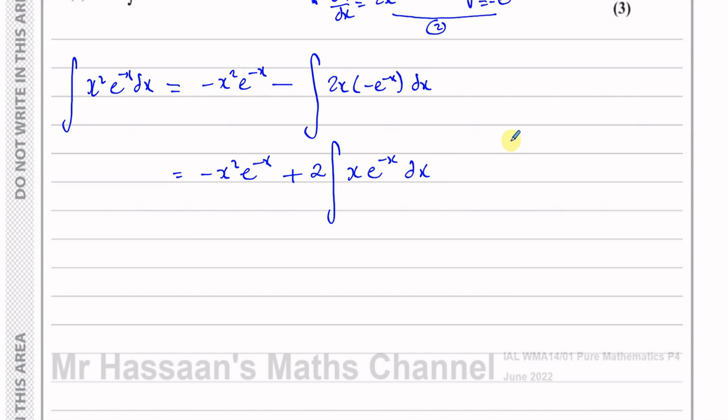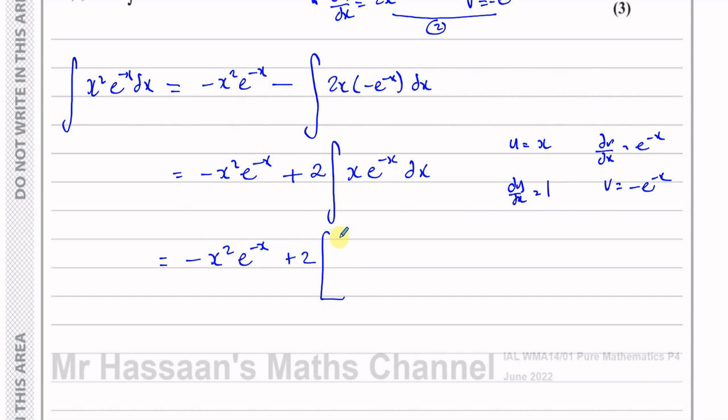Again, I'm going to call u the polynomial one, which is x. I'm going to call dv dx, again, e to the power of negative x. So du dx is going to become 1, and v is going to be, again, negative e to the power of negative x. So I've got negative x squared e to the power of negative x plus 2 times, now I'll use integration by parts for this. I'll multiply these together and get negative x e to the power of negative x.